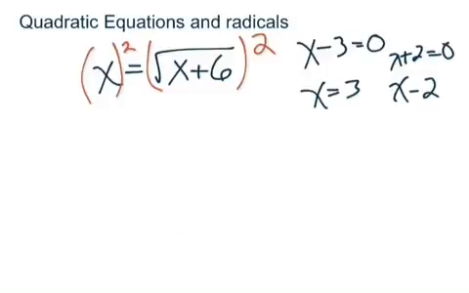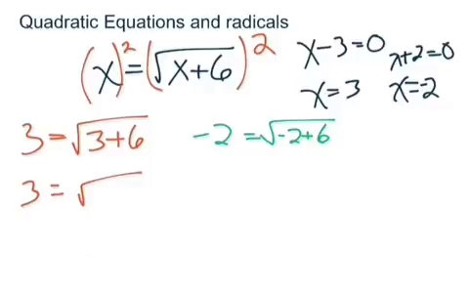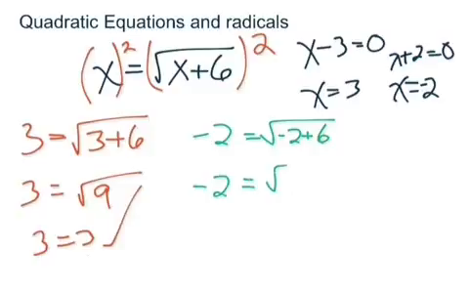Okay, we're going to put them back in now. The original equation, so I have 3 equals the square root of 3 plus 6, and then I have, let's see, that was equals negative 2, right? I have negative 2 equals the square root of negative 2 plus 6. So let's see where this takes us. 3 equals the square root of 9. 3 equals 3. That checks out. Over here, I've got negative 2 equals the square root of 4. No, that does not check out.